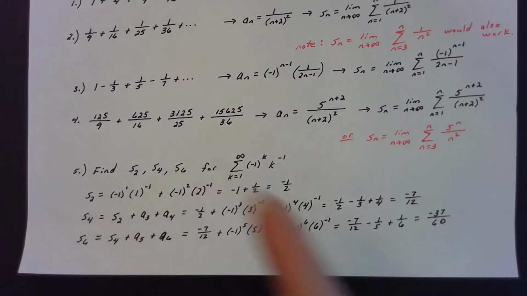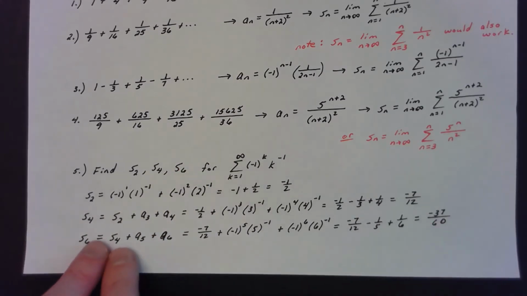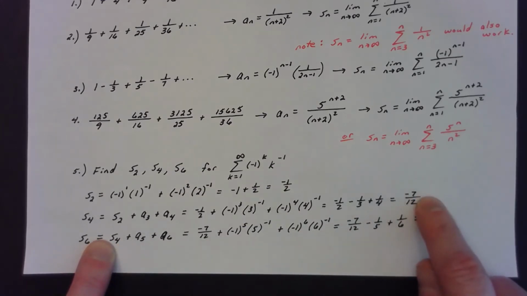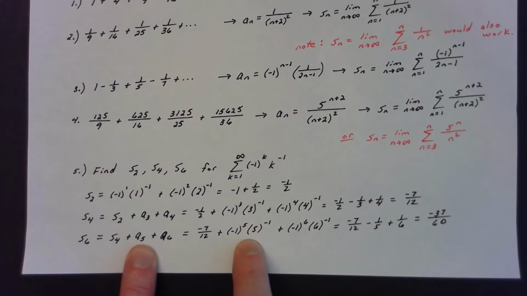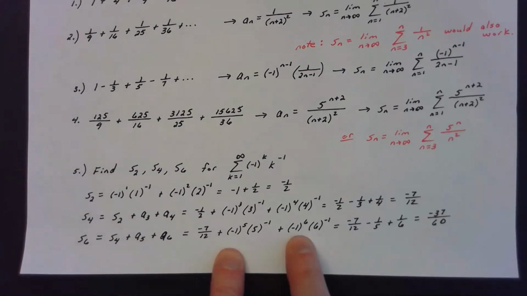Well, that's the sum of the first six numbers. I know that the sum of the first six numbers is the sum of the first four numbers that we've already found, plus the fifth general term plus the sixth general term. So I already have the sum of the first four is negative 7 over 12. The fifth general term, negative 1 to the fifth times 5 to the negative 1, plus the sixth term, negative 1 to the sixth times 6 to the negative 1.